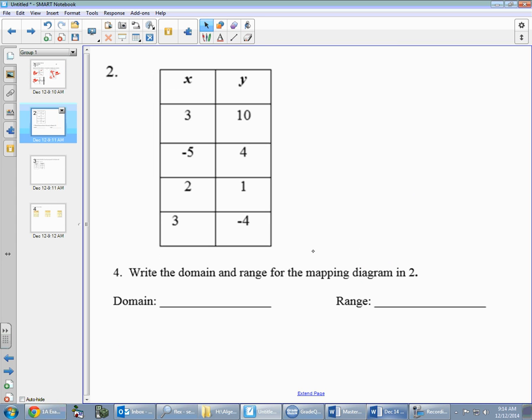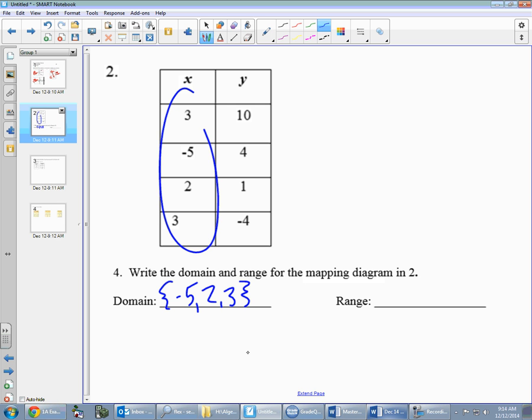For the second part here, it says, write the domain and range for number 2. So the domain is the set of x values. But when you list this, we're going to use set notation. We're going to say this is the set of 3, -5, 2, and 3. But you don't list the repeats. So if I put them in order, it'd be -5, 2, and 3. You do not list repeats when you're listing the domain and range.